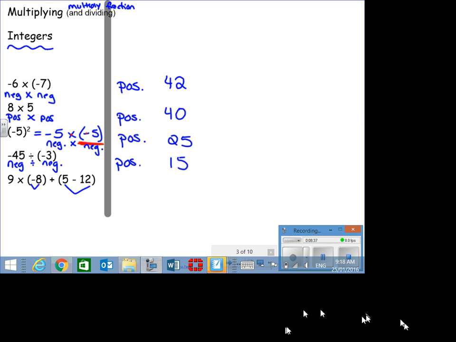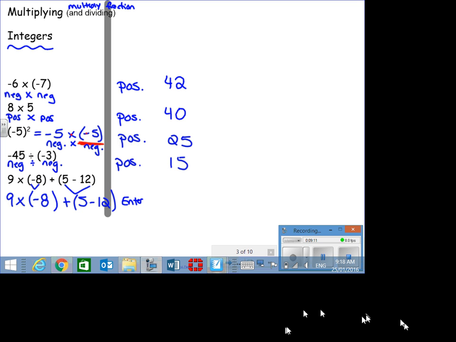Once you have your calculator, put it in exactly as it is shown on the screen. So I want you guys to actually type in 9 times, open the brackets. You guys have brackets on your calculator. I will show you tomorrow if you can't find them. Put in -8, close the brackets, plus, open the brackets, 5 minus 12, and then close the brackets and push enter.